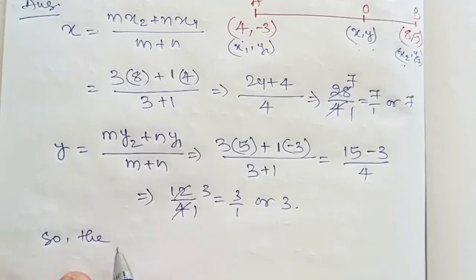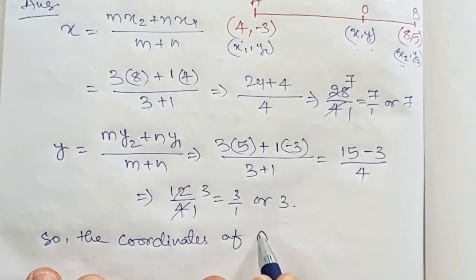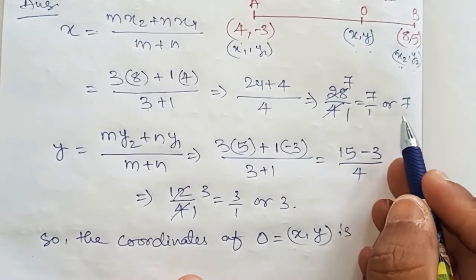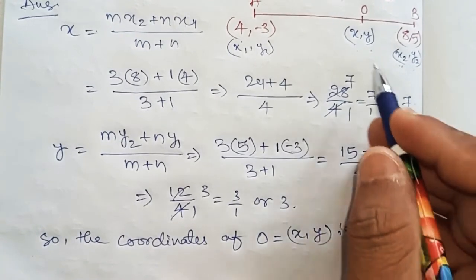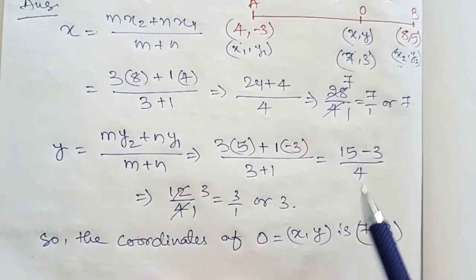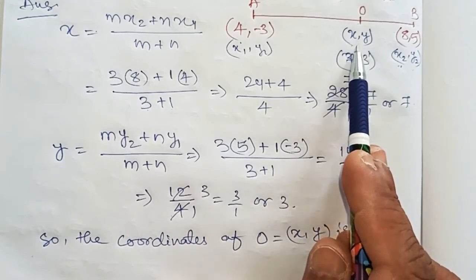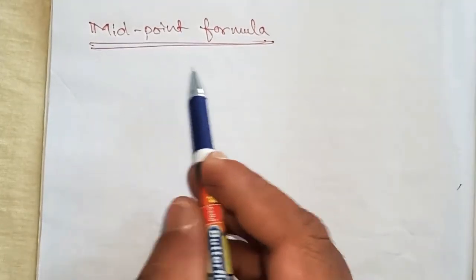So the coordinates of O equal x comma y. How much did we get for x? We got 7, and for y we got 3. So 7 comma 3 is the coordinate of x comma y. In this way we can use the formula in a very simple way to find the value of the dividing coordinate. After the section formula and its use with the example, one more formula which we have to discuss is the midpoint formula.